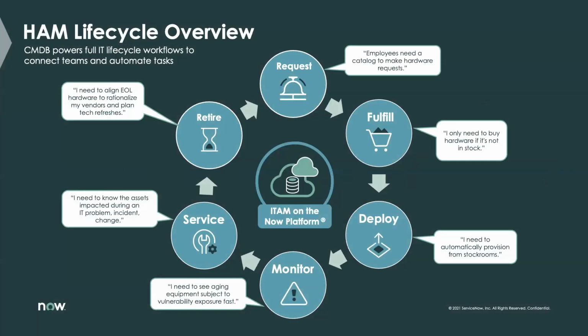So a quick overview of the end-to-end hardware asset management lifecycle from request all the way to retire, right? And the reason I like this slide is it kind of puts it more into the words of what we might see every day. So for example, under fulfill, I only need to buy hardware if it's not in stock, and having that kind of visibility to drive those kinds of business decisions.